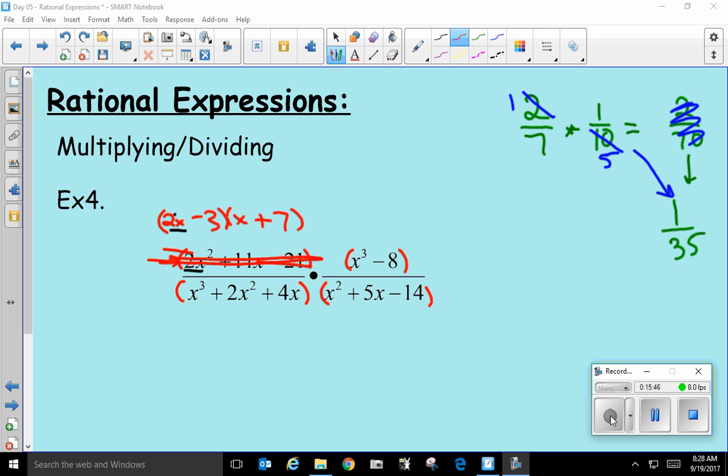Let's factor the bottom. What can I factor out of the bottom? I can only take an x out because now I have x squared plus 2x plus 4. There is nothing that quadratic will factor out to be. That's it. It can't factor anymore.